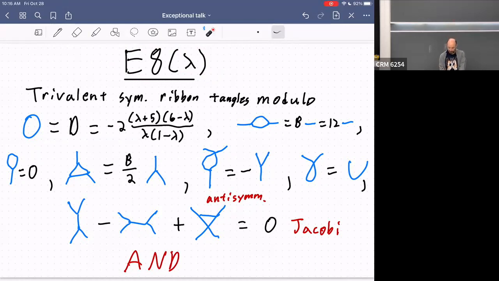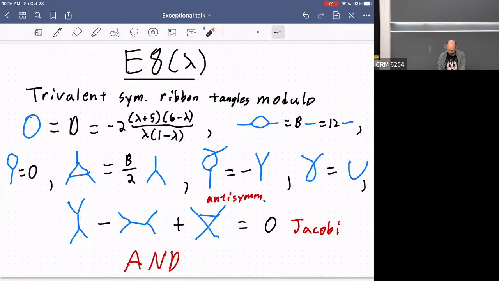Okay. So I'm going to look at trivalent symmetric ribbon tangles. So I can have trivalent vertices, and then I can connect them up. And everything should be made of ribbons. And so you have to be a little careful about what that means with the trivalent vertex. The important thing is if I take a trivalent vertex and I cross the two ends, I might pick up a factor. Like the trivalent vertices themselves are sort of ribbony. They're three ribbons coming together and not three things coming together.